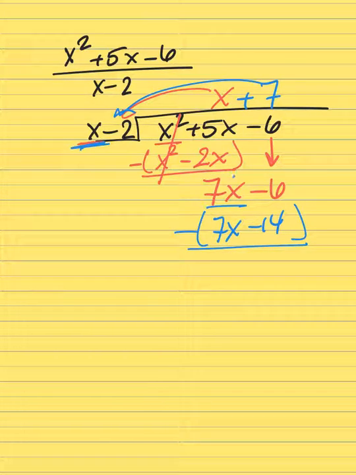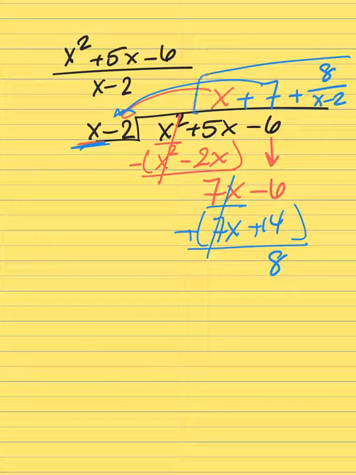Subtract. 7x's cancel out. I know I'm good. Negative 6 minus negative 14. Well, minus a negative here is going to become a positive. So it's really negative 6 plus 14. That's going to be 8. So my remainder is 8. X can't go into 8, so it becomes plus 8 over x minus 2. And that is my answer.